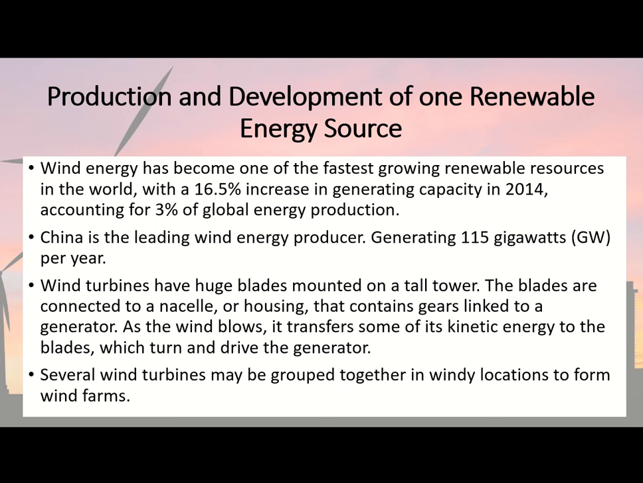China is the leading wind energy producer. It generates 115 gigawatts per year. That's just quite a lot. Wind turbines have huge blades mounted on a tall tower. The blades are connected to a nacelle or a housing that contains gears linked to a generator. So again, it uses the kinetic energy to drive that generator. And then several wind turbines can be grouped together to form what we call wind farms.